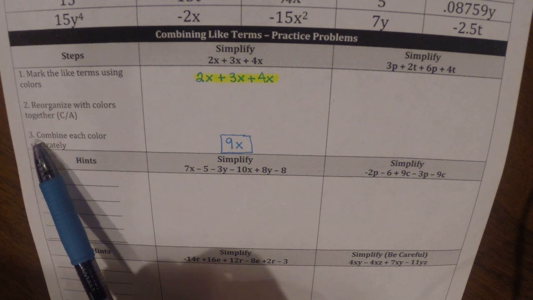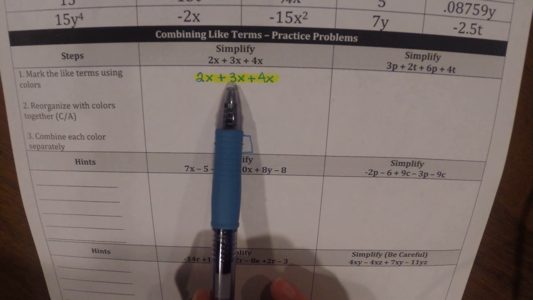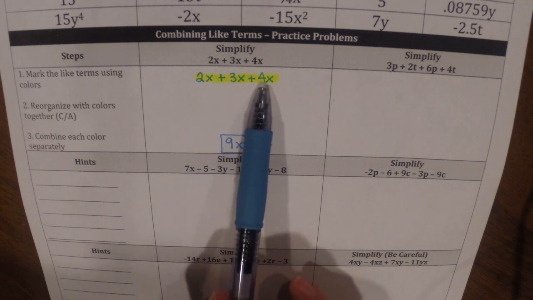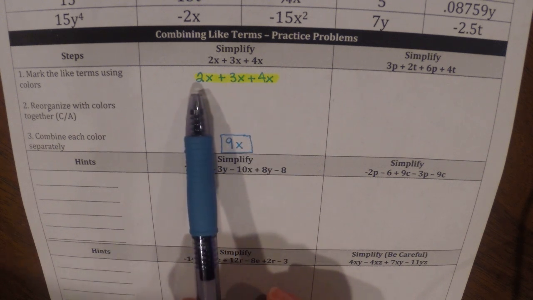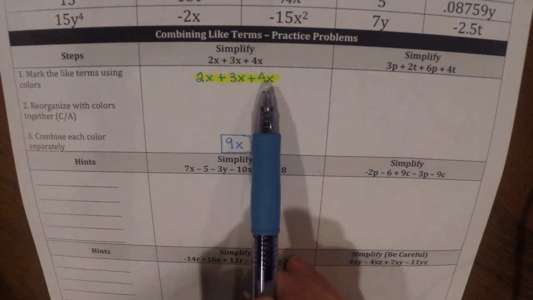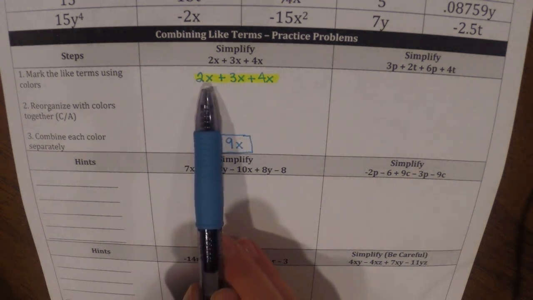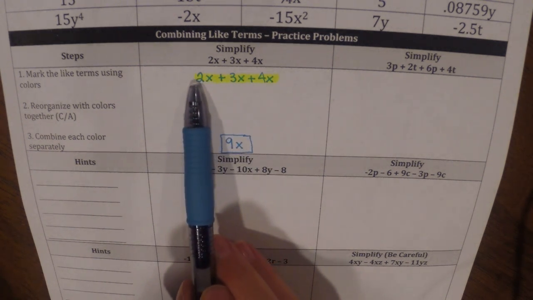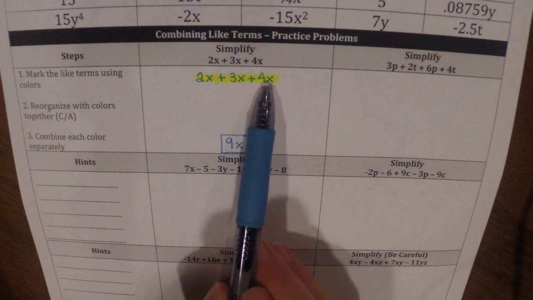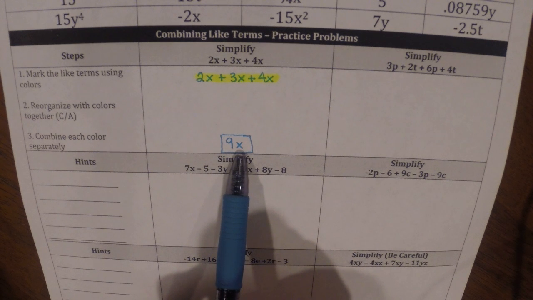And then step 3 was to combine each color separately. Well, since they're all yellow, we said 2 plus 3 was 5, and then 5 plus 4 was 9. When you go to put this in the calculator, you would put 2 plus 3 plus 4. You do not, for any reason, put a variable in the calculator unless you are graphing or trying to do inSolve. So again, do not put x in the calculator. You would just put 2 plus 3 plus 4. That should give you 9. And then because that group is x, we put x on our answer.